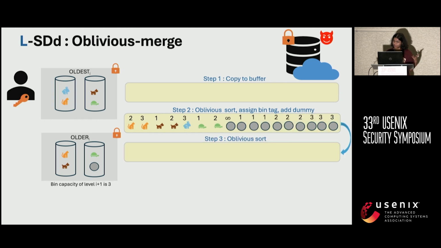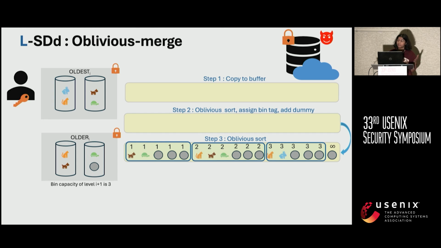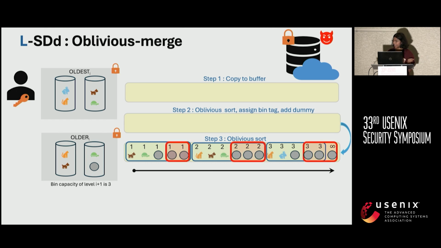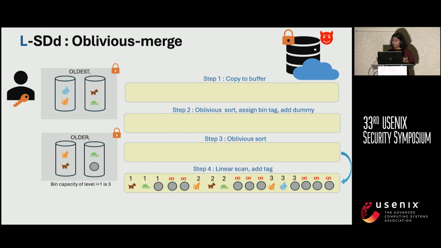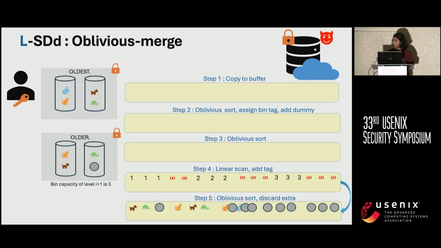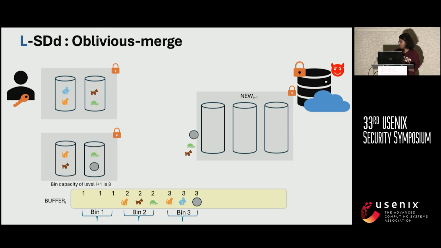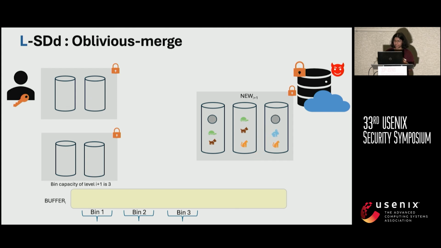Then everything is again obliviously sorted, this time with respect to the bin tags. So everything belonging to the same bin comes together, but every bin is now assigned more elements than it can hold. So another linear scan is performed to tag the elements that we want to discard. The dummy elements are marked here with the red infinity tag. Another order-preserving oblivious sort is performed to push all the elements we want to discard to the end, and then they are discarded. The remaining elements are grouped into sets of 3 and moved to their designated bins.